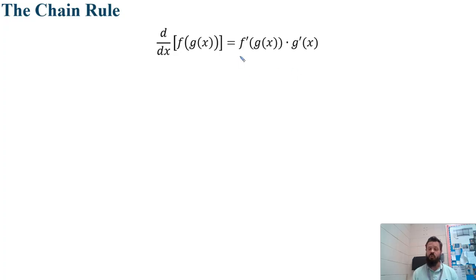Or in other words, the derivative of the outer function of the inner function times the derivative of the inner function. All right, we're not going to worry about proving that rule for you in this video. We're just going to dive into some problems where we find the derivative of composite functions using our chain rule. So let's get going with that.